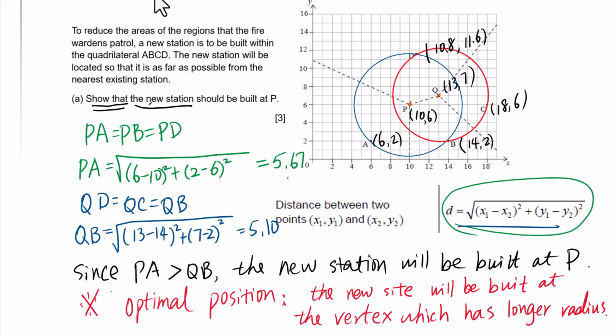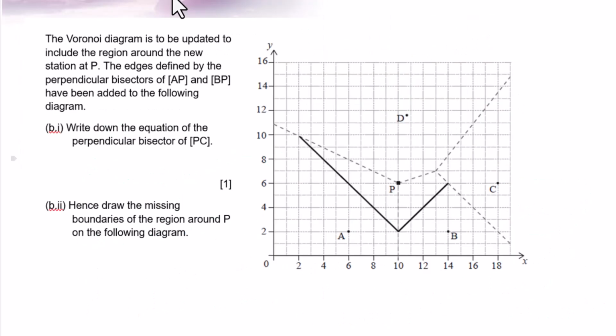This kind of problem about Voronoi diagram is called the optimal position problem. The rule is the new site will be built at the vertex which has a longer radius. The Voronoi diagram is to be updated to include the region around the new station at P. The edges defined by the perpendicular bisectors of AP and BP have been added to the following diagram.